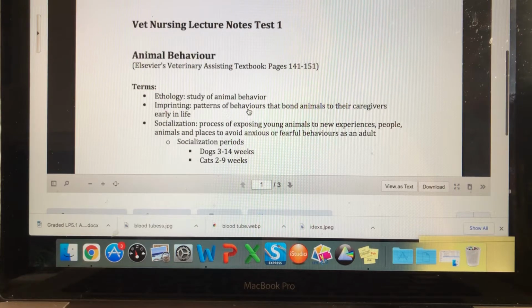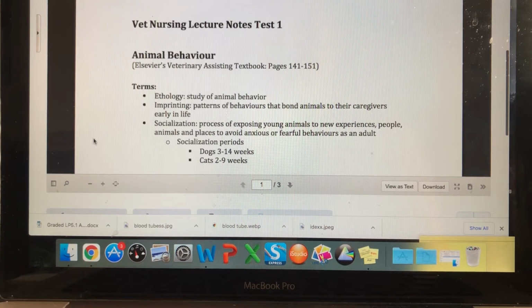So we have pages in your textbook that you can read that go over some of the terms and the items from these notes here. So pages 141 to 151 in your Elsevier Veterinary Assisting textbook. So you can have a read through those. And then I'm going to highlight some terms and go over some things in this lecture. All right, so first let's talk about a few terms.